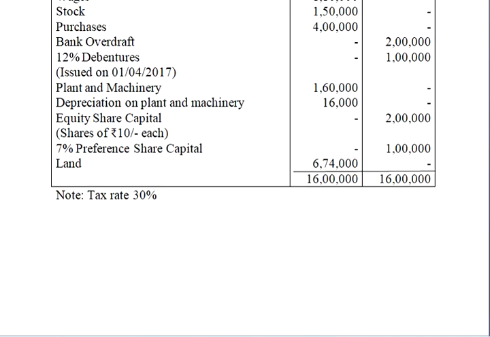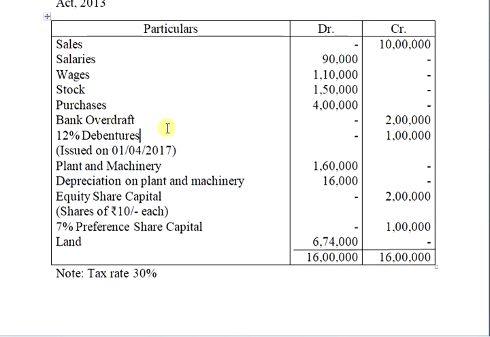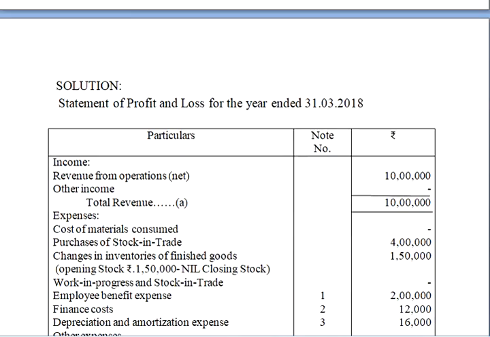Where do you get the purchases of stock in trade? That is purchases, 4 lakhs is given. So we need to consider purchases of rupees 4 lakhs. Changes in inventories of finished goods. Opening stock, how much is given? 1,50,000. There is no closing stock, nil.